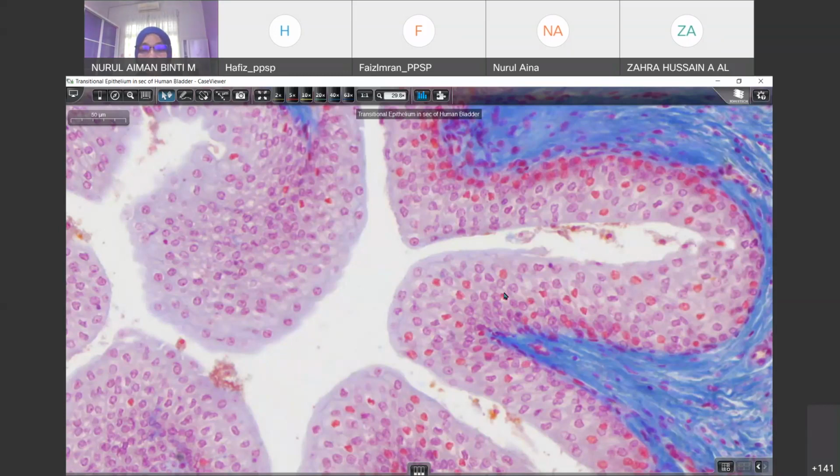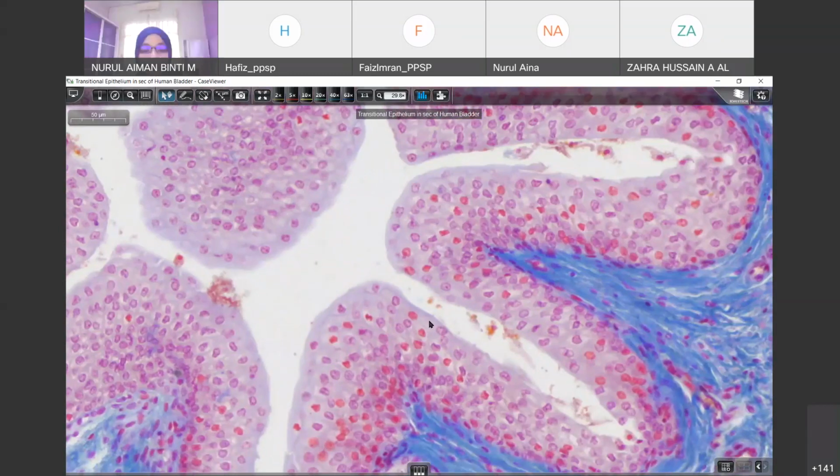So that is the characteristic feature of the transitional epithelium, where transitional epithelium is only present in the genitourinary system, which includes the urinary bladder, ureter, and some part of the urethra. The ureter is from the kidney. You have the ureter, and then it's followed by the urinary bladder, and then the urethra. So that is the only system that contains the transitional epithelium. Very nice appearance of the dome shape of the transitional epithelium.